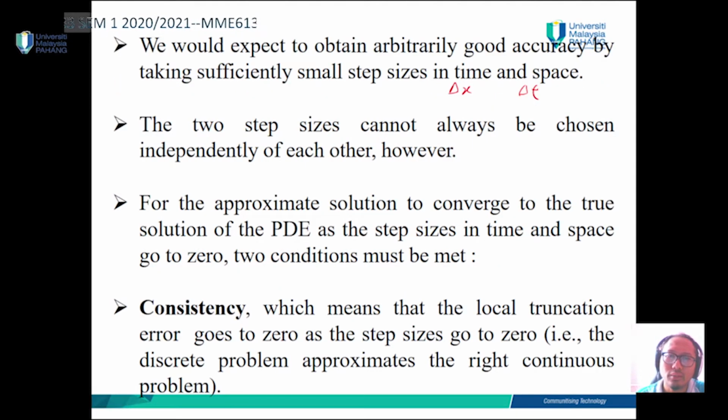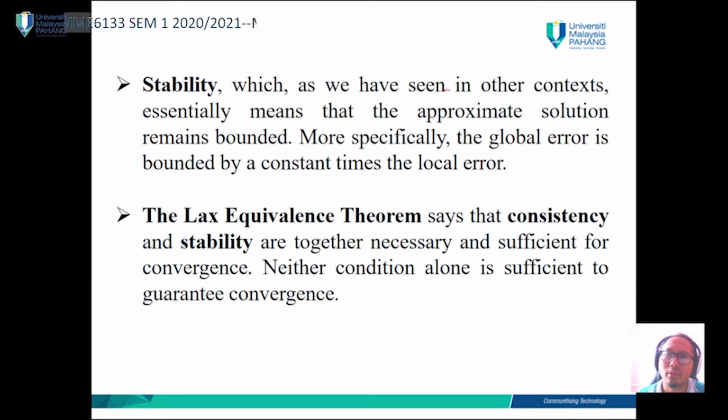For consistency, it means that the local truncation error goes to 0 as the step size goes to 0. So, for example, the discrete problem approximates the original continuous problem. For stability, as we have seen in other contexts, it means that the approximate solution remains bounded.